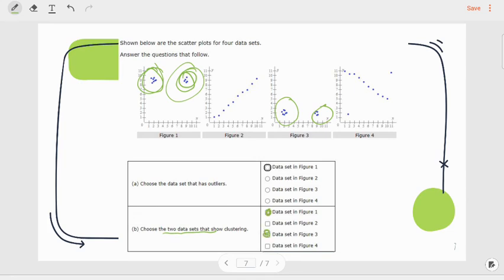Now option 2 and number 4, they're not close together, they're spread out equally. One's trend is going up and the other one's going down. Now out of those 2 figures, which one has an outlier outside of the normal trend? 2 continues to do that same pattern, but 4 has these 2 random dots. So we would say figure 4 has an outlier.